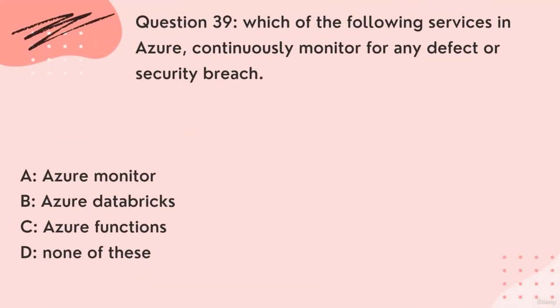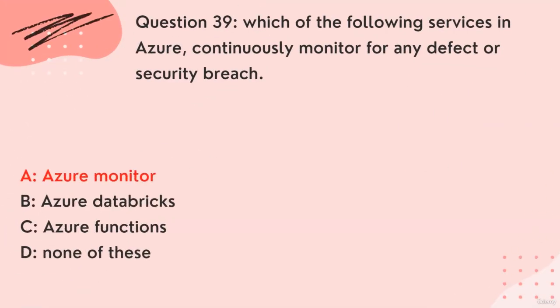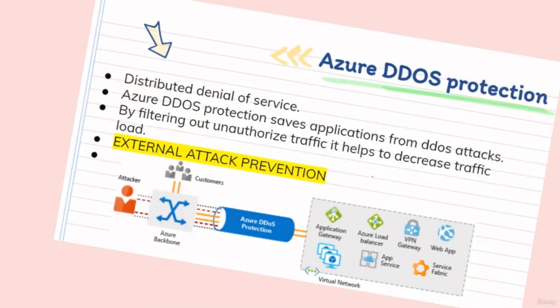Question number 39. Which of the following services in Azure continuously monitors for any defect or security breach? The answer is Azure Monitor. Azure Monitor basically continuously makes sure that all the resources are not under any security breach, or that there is no threat. So basically, as the name says, Azure Monitor.